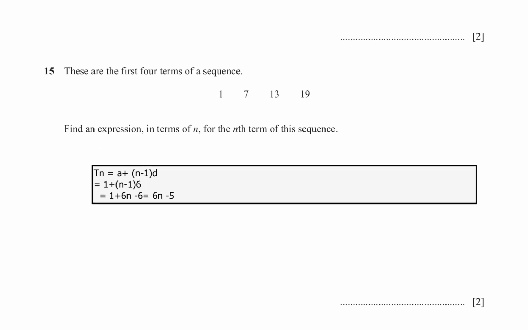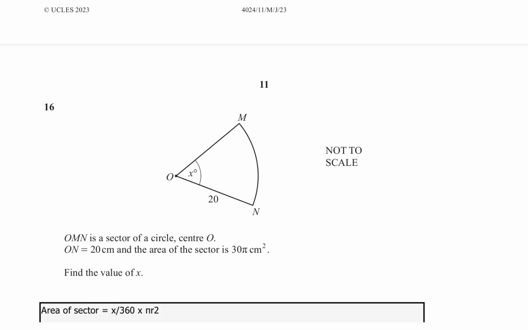Okay, next question number 15. These are the first 4 terms of the sequence: 1, 7, 13 and 19. Find an expression in terms of n for the nth term of the sequence. Now the nth term is given as tn equals a plus (n minus 1) times d, where tn is the nth term, a is the first term which is 1, and d is the common difference. So 1 plus 6n minus 6 is equal to 6n minus 5, which is the nth term of this sequence.